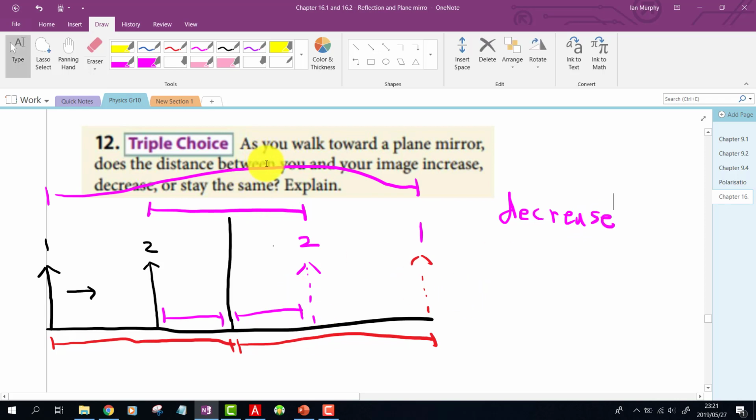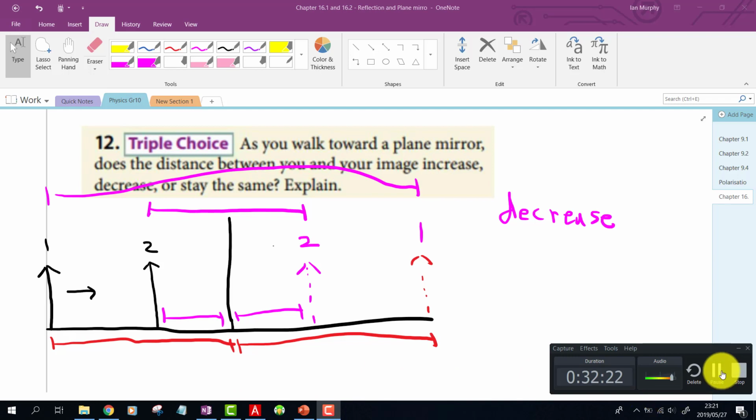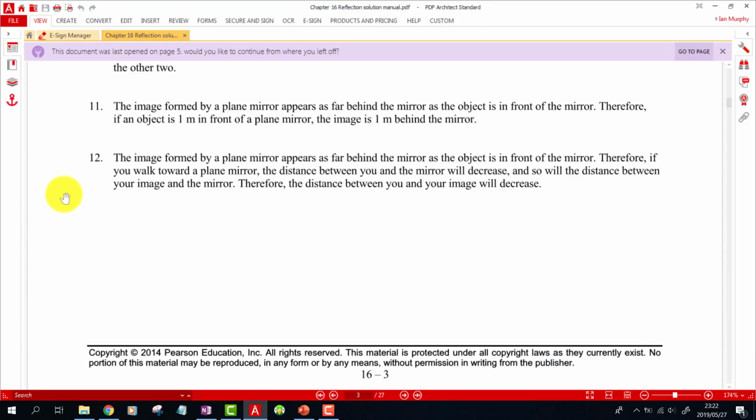Between you and the image, the answer is decrease. Then you also have to explain why. So let's quickly look at the explanation. Okay, pause the video and then you can read this answer. By drawing the diagram, it also already shows that you understand what's going on, and then it'll be easier to put it in words.